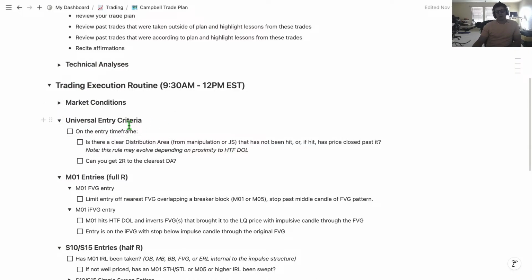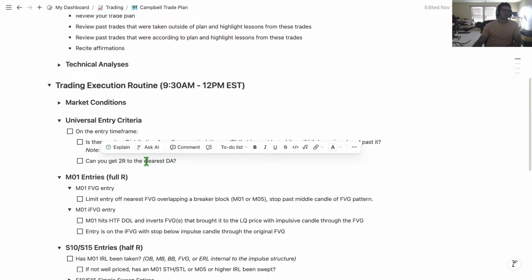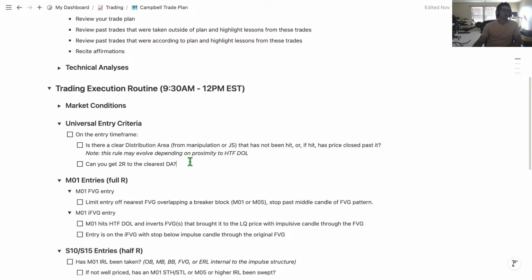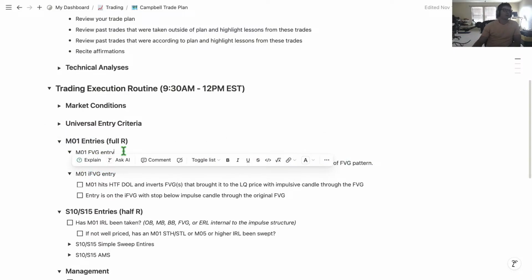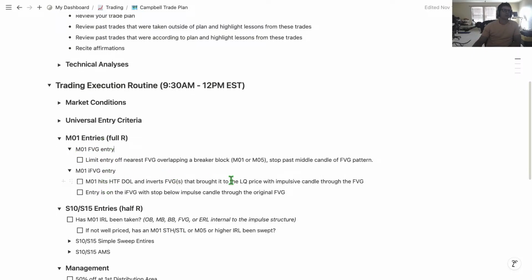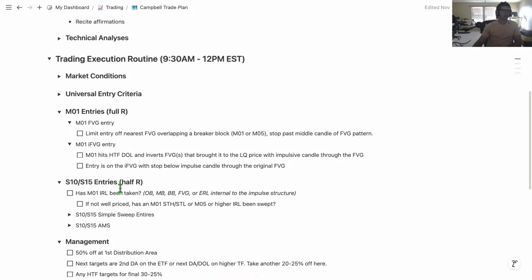Universal entry criteria is that I want at least 2 reward for what I risk to the cleanest or the clearest distribution area on the entry time frame. And I can enter based on internal fair value gap entries, or other types of entries on the 1 minute, but typically these are the 2 that I focus on. And I'm always looking for whatever creates these impulses. I'll look for sort of where that impulse starts from, and that's where I place my stop.